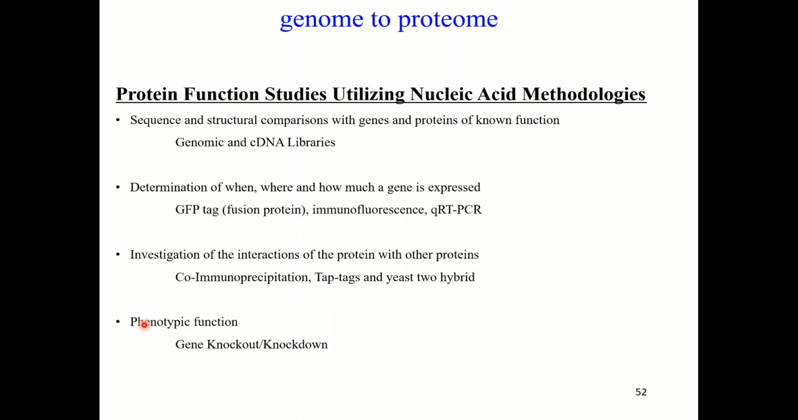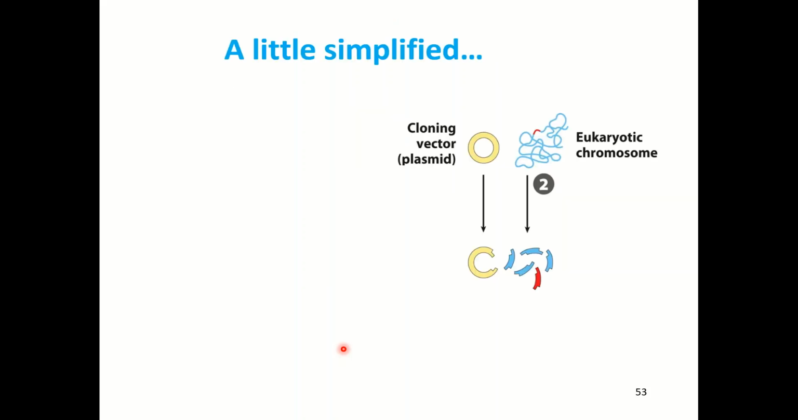And then you can also do phenotypic function. If you knock out or knock down a gene and look overall, how does that make that cell grow? Okay, so a knockout is completely removing a gene. A knockdown is just making it express less. Okay.